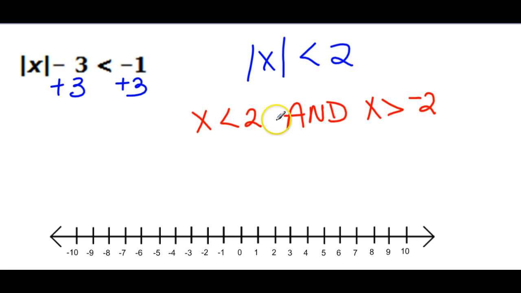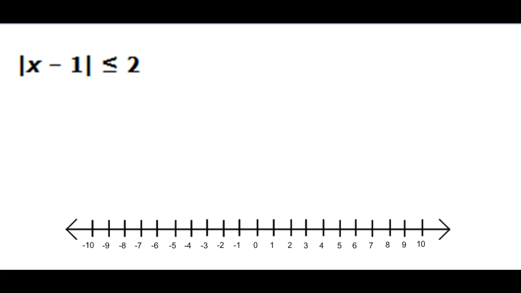Remember when it's "and", you can actually take them and combine them together. You just take the one with the smaller number and flip it over. So negative 2 is less than x. Then take this one and write it. X is less than 2. When you go to graph this, this is going to be an open circle at negative 2, an open circle at positive 2, and all of the x values in between. Remember, with an "and" compound inequality, you're only graphing where they overlap each other.